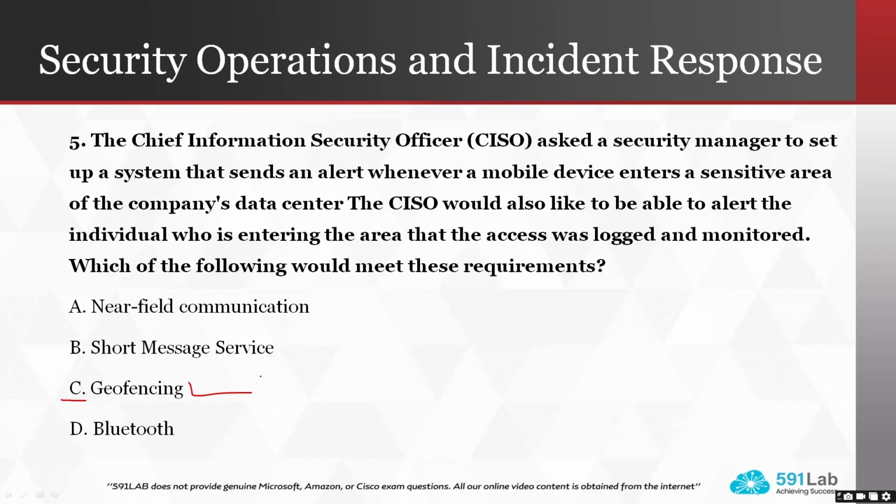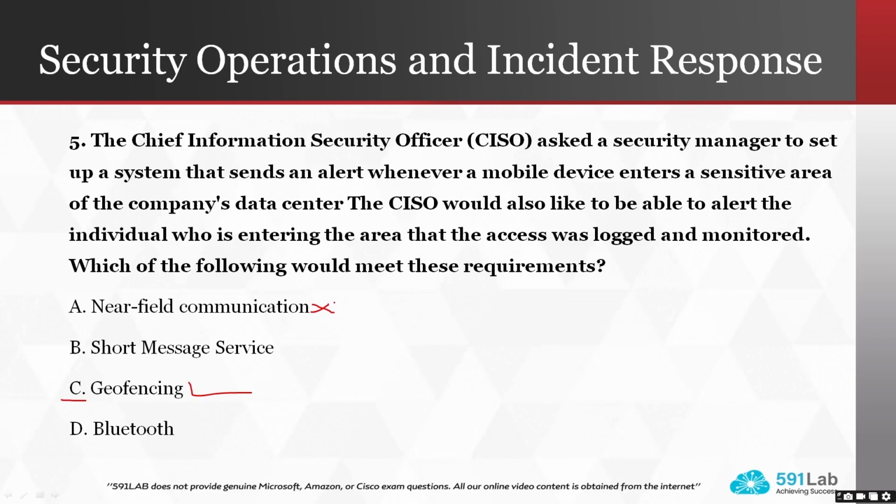Because geofencing uses a virtual boundary that is mainly used to define a specific geographical location. So when a mobile device with the appropriate app enters or exits the defined geofence, an alert can be triggered. This technology can be used to meet both of the CISO's requirements: to alert the CISO, and also to alert the individual entering the area that the access was logged and monitored. So geofencing is the correct answer.